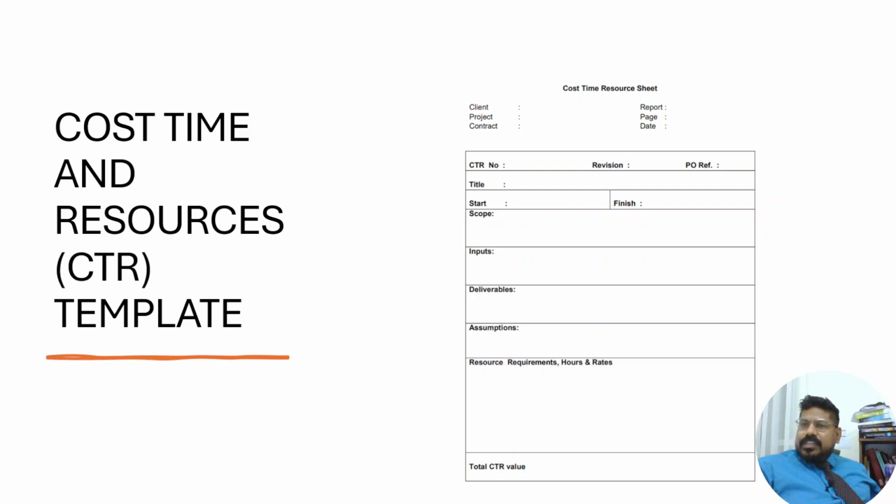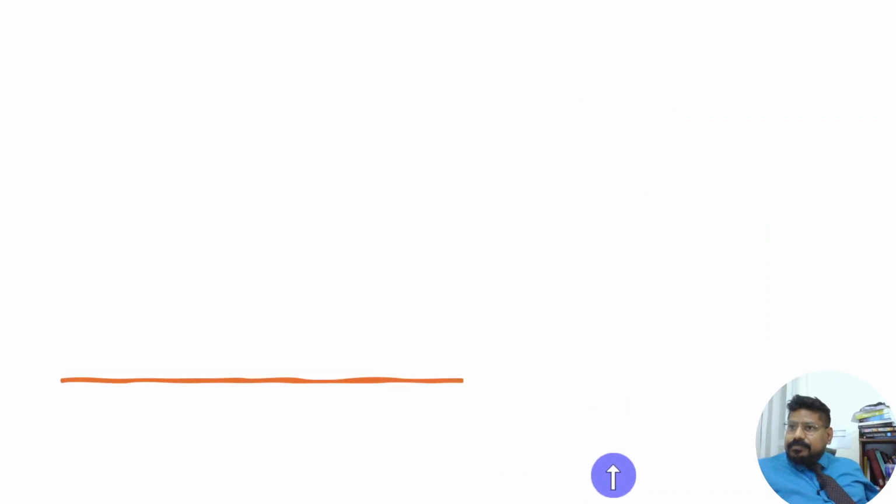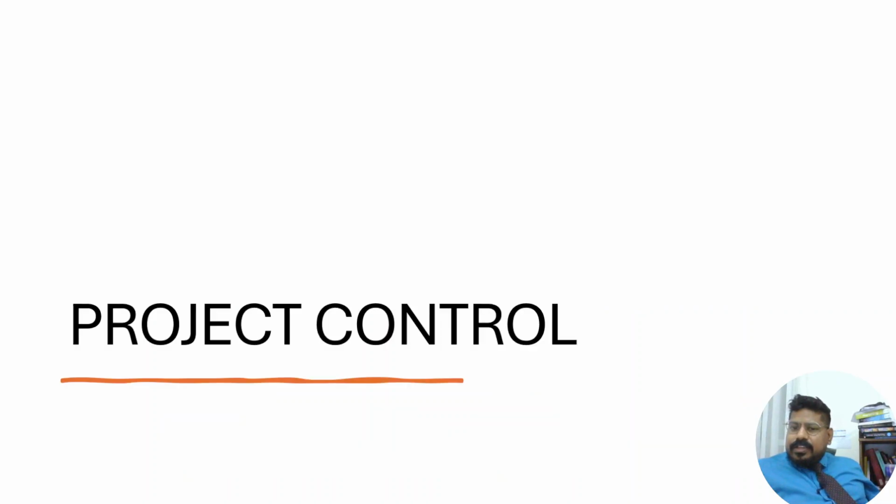And this is an example of a cost, time, and resources template. There could be many. I have just attached one which is very basic. CTR number, revision, PO reference number, title, start date, finish date, scope, inputs, deliverables, assumptions, what you assume, and resource requirements, hours and rates, and total CTR value. And here comes project control. I'm going to record this in a second video because this video is going to get too large. So let's break it up for now.